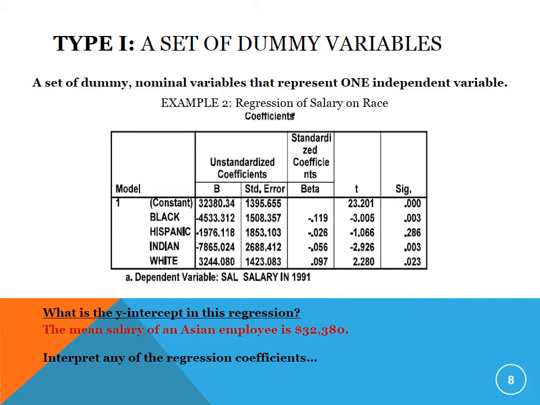And here you can just take some time to practice and understand how to interpret the rest. So for example, blacks made $4,500 less than Asians. This is a different year data set. This one is 1991. I believe the last one from the previous slide was 1998. But so blacks made about $4,500 less than Asians. Whites made about $3,200 more than Asians. Okay.